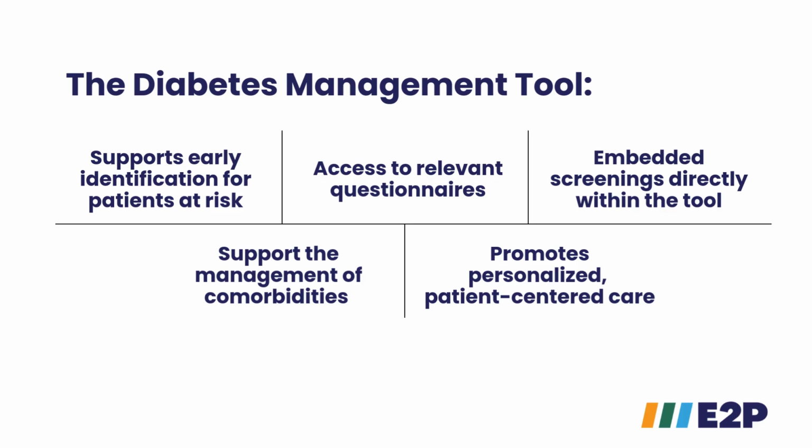Key features of the tool include supporting clinicians with early identification for patients at risk of developing diabetes and complete management for patients with type 2 diabetes. It provides access to the CAN risk and PAID questionnaires, InLow's 60-second diabetic foot screen directly embedded into the tool, and features the PHQ-9, GAD-7, and WHO-5 screeners to support the management of comorbidities. It promotes personalized, patient-centered care by recommending evidence-based treatment options tailored to the individual patient's needs.